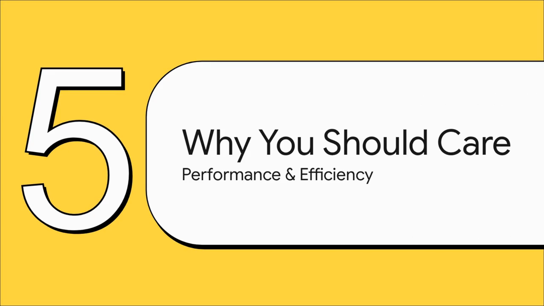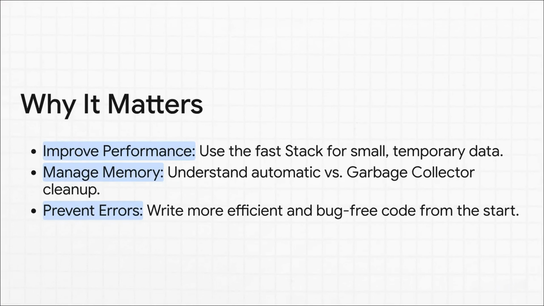Okay, that's all pretty cool, but why does this actually matter? Why should you, as a developer, care about all this behind-the-scenes stuff? Well, because knowing this is the difference between writing code that just works and writing code that works really, really well. For one, understanding this whole thing helps you optimize your code for performance. You can start making conscious decisions, like maybe using a struct, a value type, instead of a class, a reference type, for small bits of data to keep it all on the fast stack.